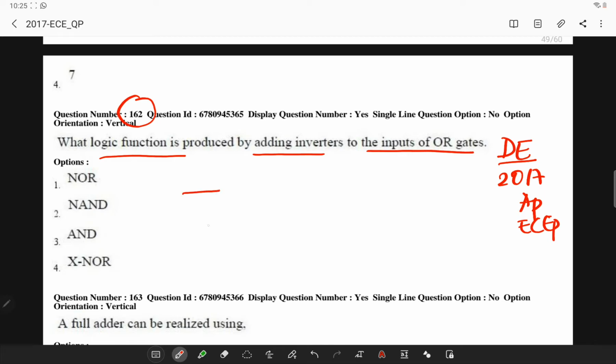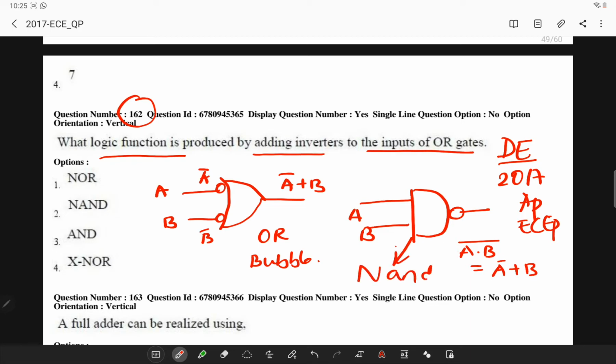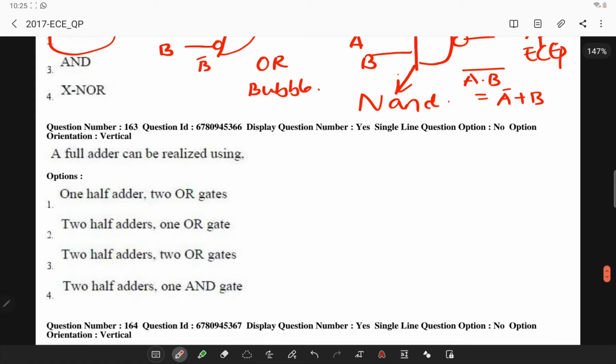See this, he is saying you are giving bubbles to an OR gate. Remember a bubbled OR gate. So if I have A and B here, I'll be having A bar and B bar. So I'll be having A bar plus B bar. This I can consider: if I have AB, A into B whole bar is A bar plus B bar. So this gate is nothing but a NAND gate. So remember, observe the question to get a better understanding.